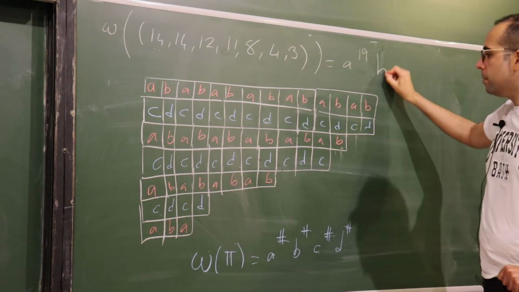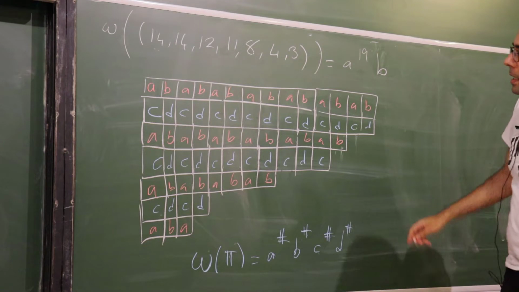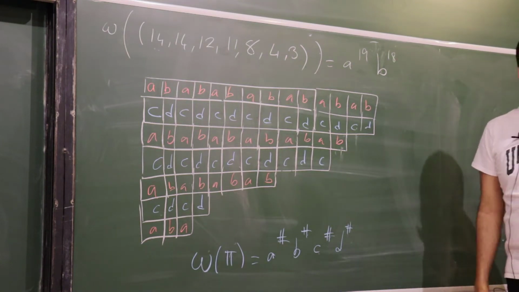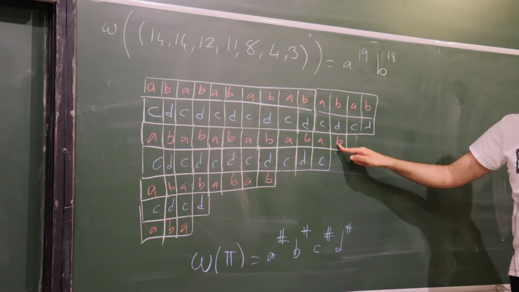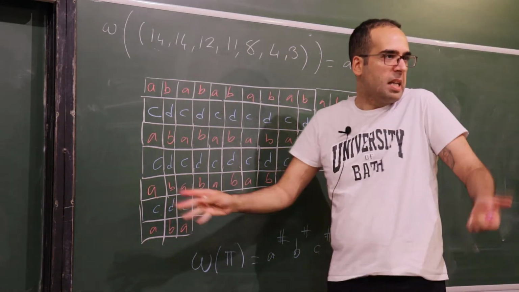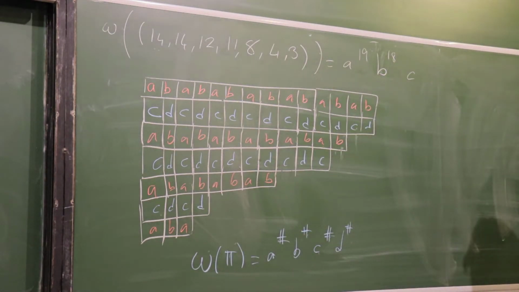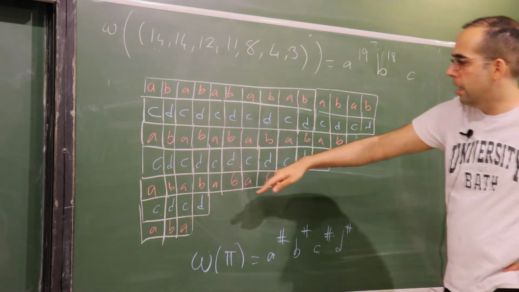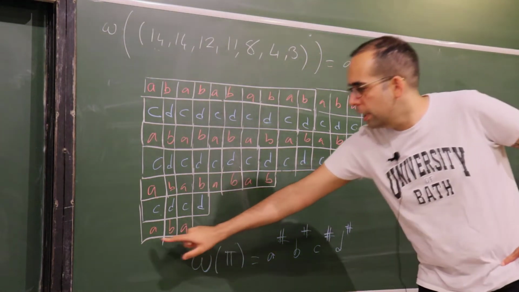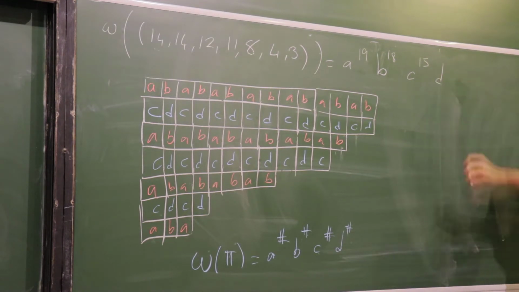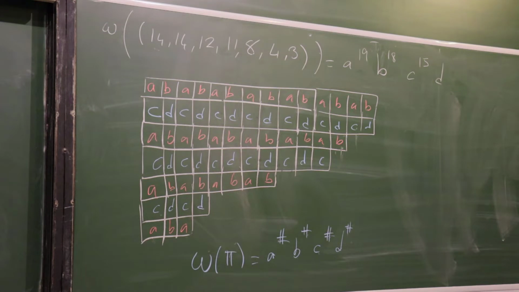B is going to be 18, I guess. Correct me if I'm wrong. The trick that I'm using is every A is followed by a B, except for this last guy. So they must have almost the same number, but one is missing. C, every A has a C underneath, except for 1, 2, 3, and 4. So that C is going to be 15, and D, I will have every B has a D underneath except for 4, so it is D to the 14.